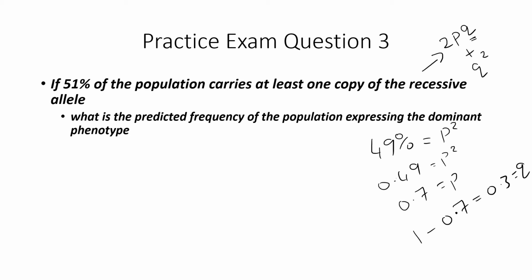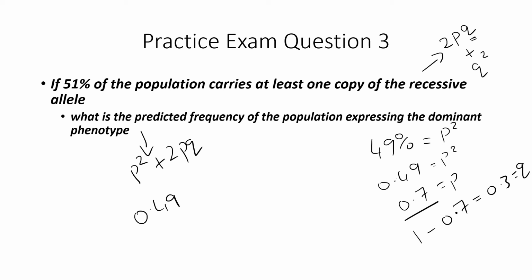That's fine. What is the predicted frequency of the population expressing the dominant phenotype? Well, the dominant phenotype would be any organism that had p squared plus any organism that was 2pq, because p is dominant over q. We've now already worked out the value for P and Q, so we can simply put those calculations together. And P squared should give us 0.49, simply that 0.7 squared.